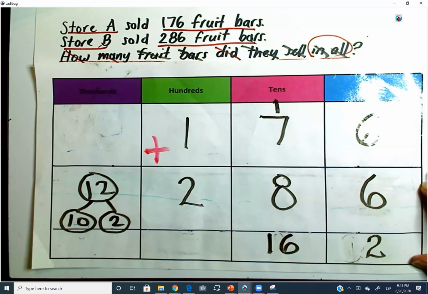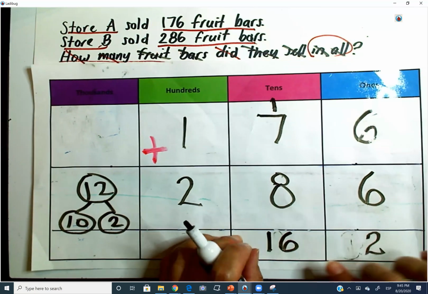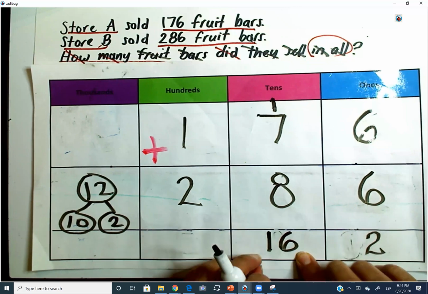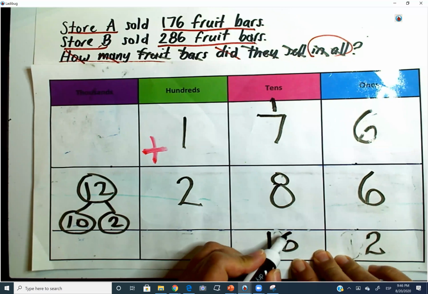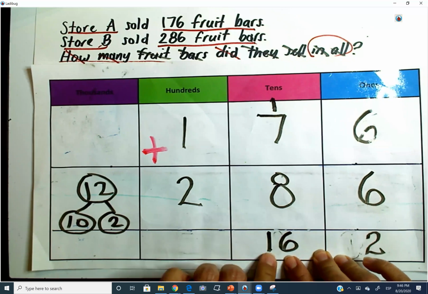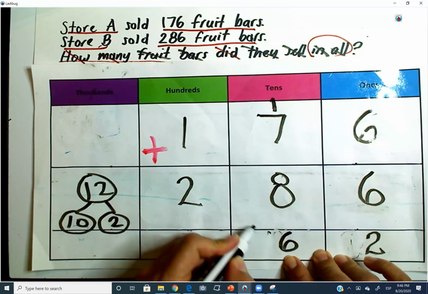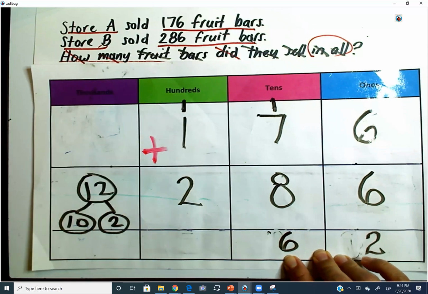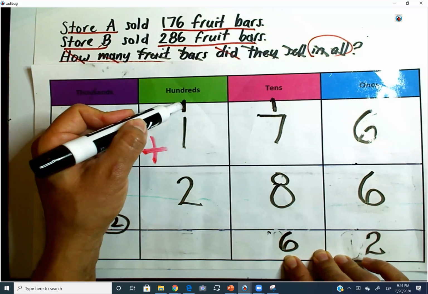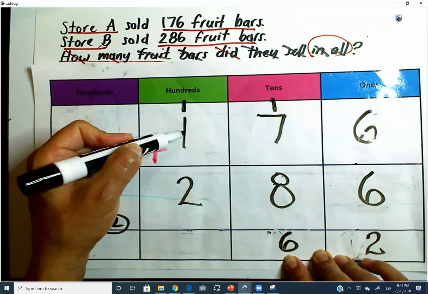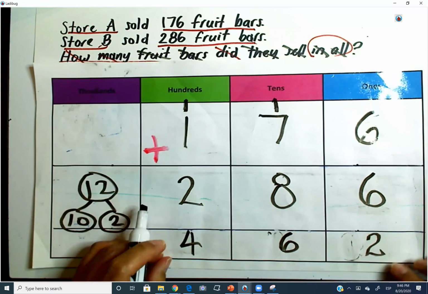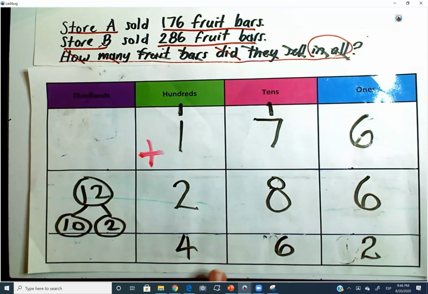Now we have the same problem here. We cannot have 2 digits in the tens place. So what we're going to do is regroup it. So these 6 tens are going to stay here, and these 10 tens are going to move to the hundreds place, and I'm going to add them here. So now 100 plus 100 makes 200, and 200 plus 200 makes 400. So the answer to my problem is going to be 462.